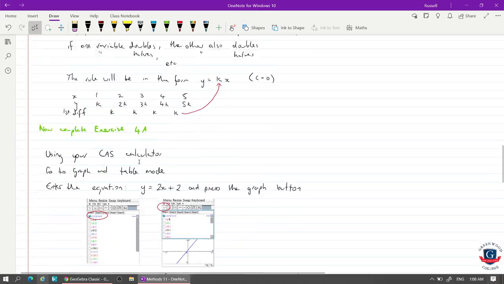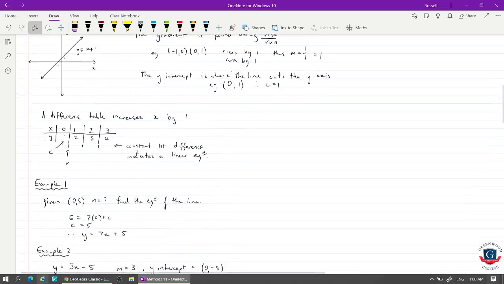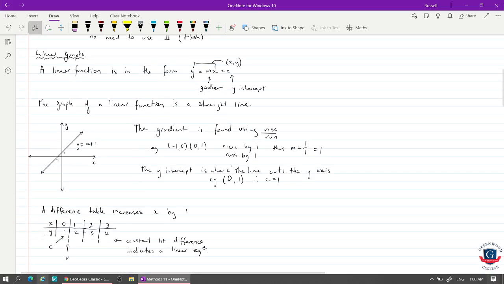So I'm just going down a bit to see if we actually calculate one, or if I should go through it now. I should probably go through it now. So this difference table has some interesting information in it. The gradient is always here, so our m value will be 1 in the case of this table, and our y-intercept is here, so it's going to cross the y-axis at 1. The equation for this table would be y equals 1x plus 1, or just y equals x plus 1. It's this graph here.